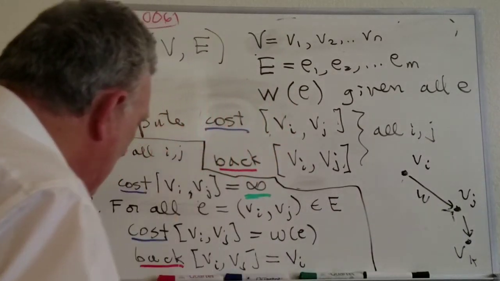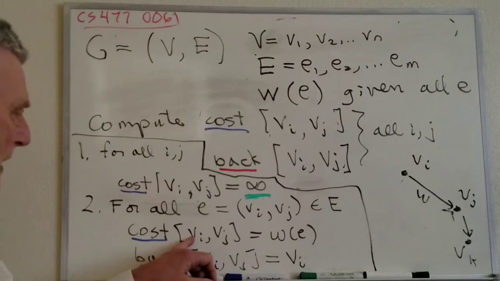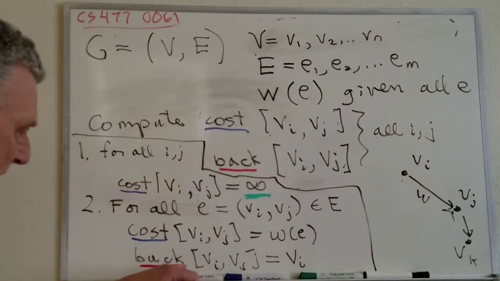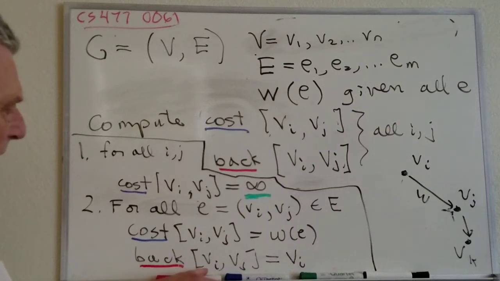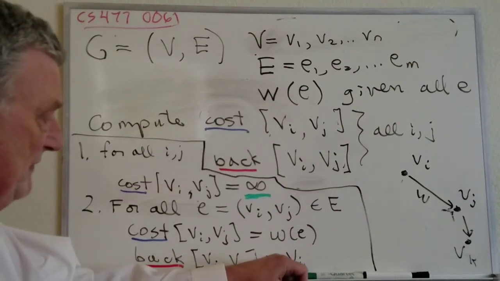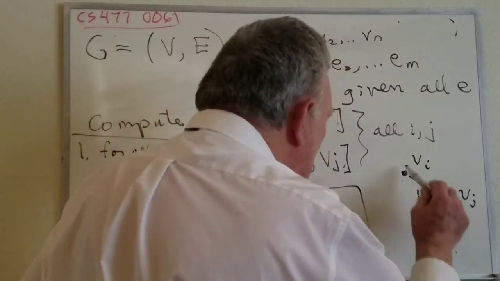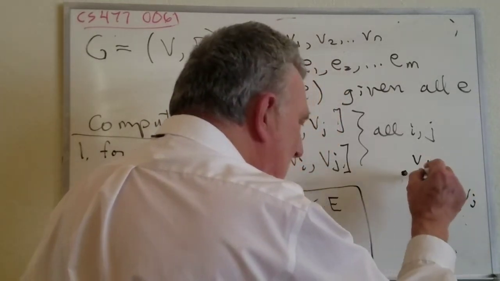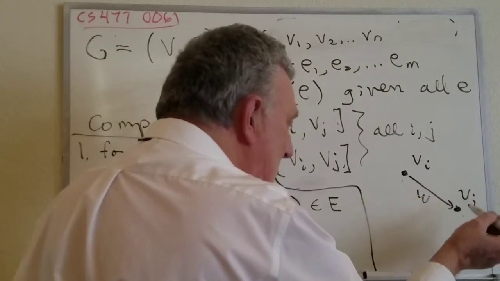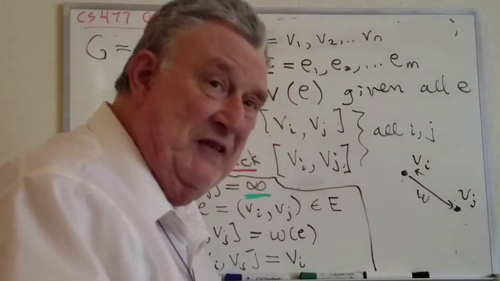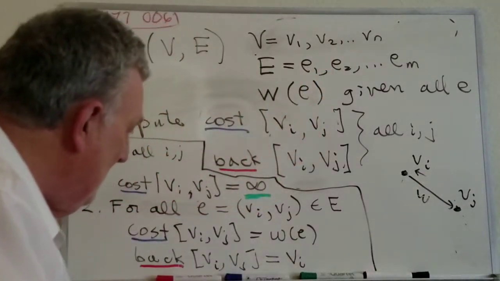All right, we're not done. We're going to set the cost to be the weight of the edge from vi to vj if the edge exists, and the back pointer of vi vj is vi. Now, why is that true? Because if we take this as a single path, a singleton path, in other words, a single edge, then the back pointer points back to the beginning. And so that's how that works.